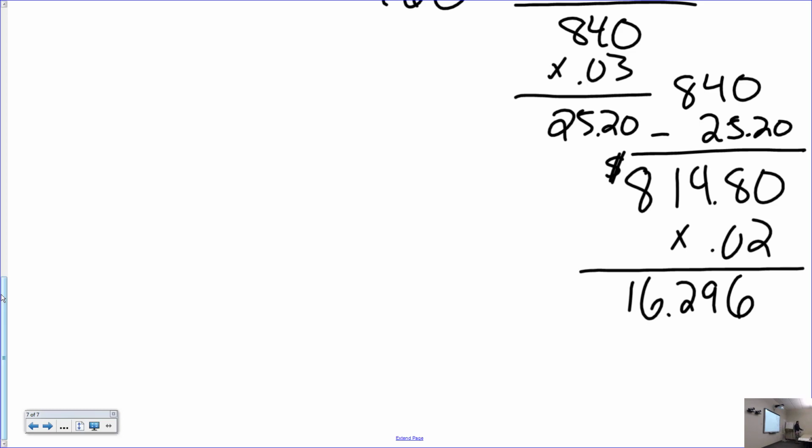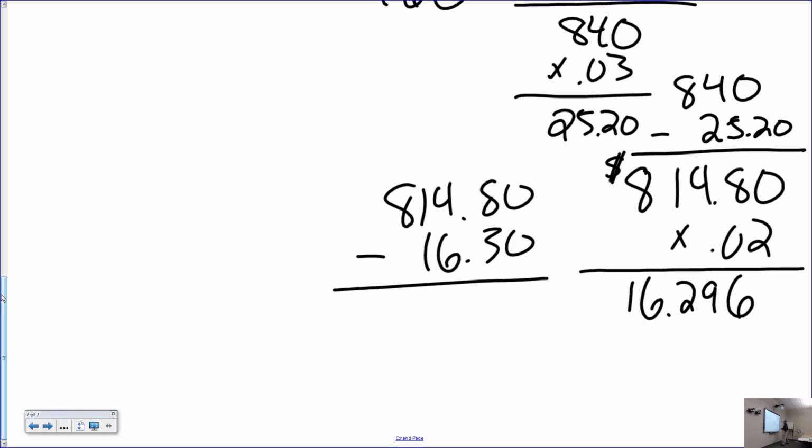16.296. What are we going to round that to? 16.3. 1630. What do I do with the 1630? Subtract it. Yeah. 814.80 minus 1630 for our final price of whatever that works out to be. 798.50.